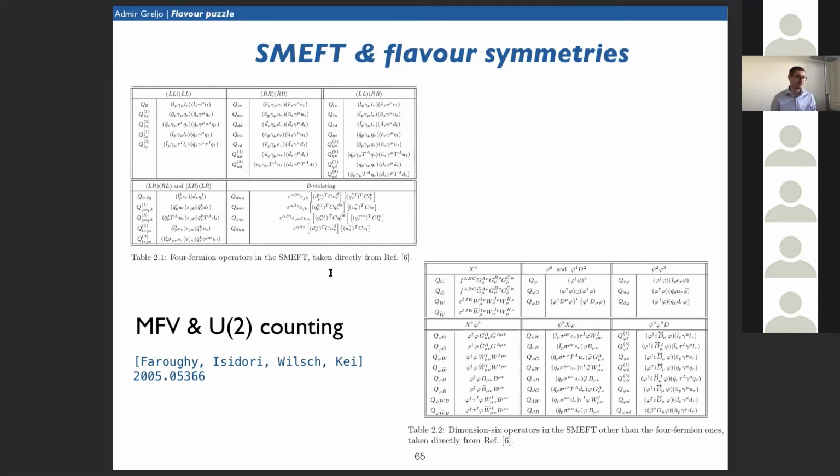For example, U(2) flavor symmetries. And recently there was a very interesting paper which does MFV and U(2) counting in the full SMEFT at dimension 6 level. In the standard model EFT, if you include flavor indices, there are 2,499 different operators. Then you can impose flavor symmetries. For example, with MFV, you just put in the Yukawa couplings and make every term formally invariant under the flavor symmetry group, and then you do the counting. You drastically reduce the number of operators. I don't have time to talk about it, but it's a very nice read if you have time to look at it.